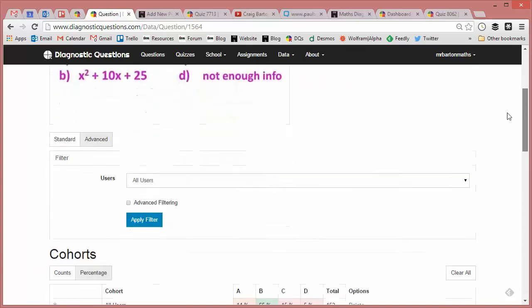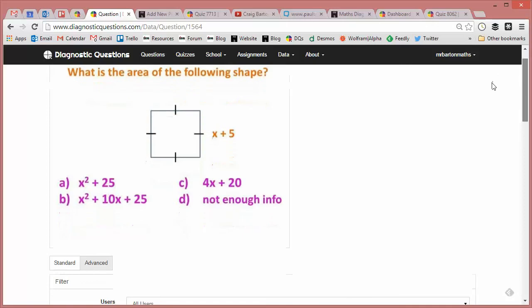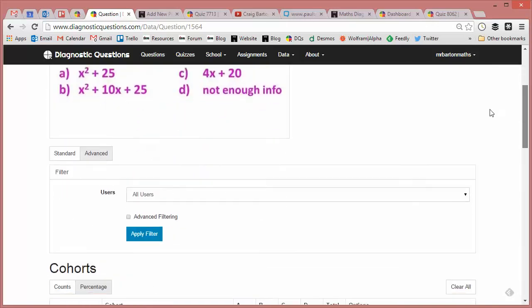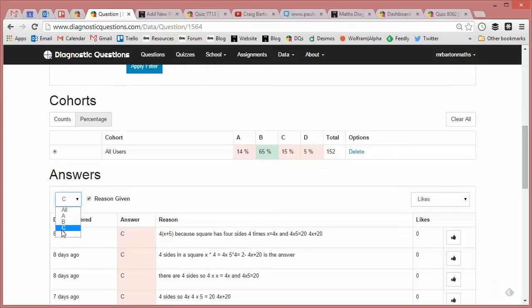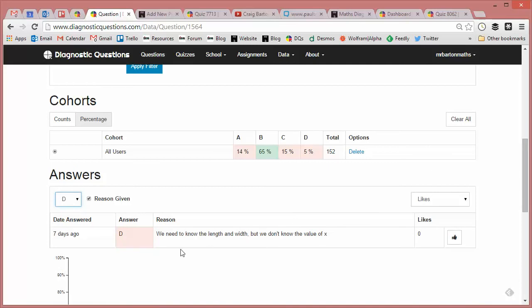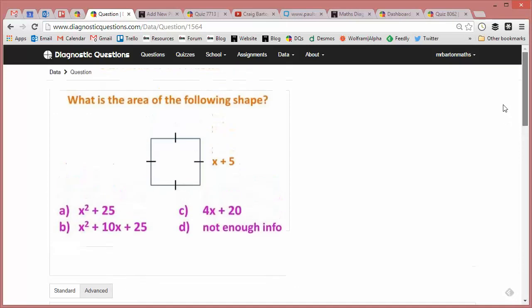But what about D? Now D hasn't been said by that many students, but why are the students saying that? Not enough info. And I find this fascinating. If I just go to D, there's one student here who's given a beautiful reason. We need to know the length and width, but we don't know the value of x. Now I get this time and time again with students when they're being introduced to algebra. They're so used to in maths giving numeric answers that they're not happy whenever their answer is actually in terms of x, something that they don't know. And I think this is a misconception that really needs tackling, and it's made very apparent in this question here. So there's something that we can learn, all that just from this question.